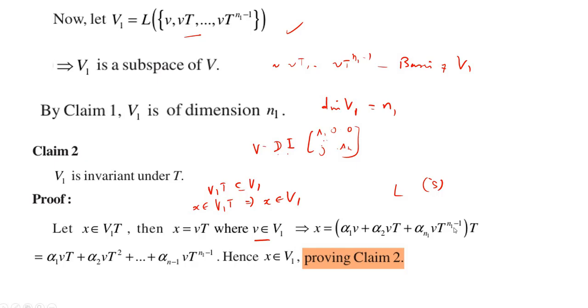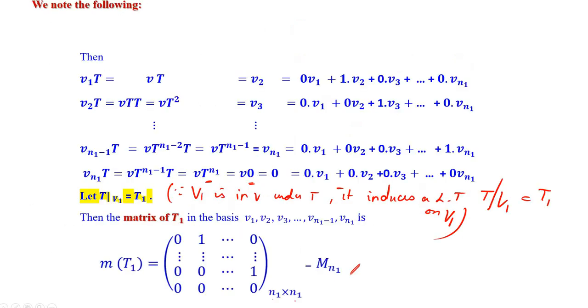The last one will be T power n1, that will be 0. So we'll be left with alpha n1 minus 1 vT power n1 minus 1. Again, this is a member of capital V1, being spanned by those vectors. So we have X belonging to V1. So V1T is contained in V1, which says that V1 is invariant under T, and that proves our claim 2.